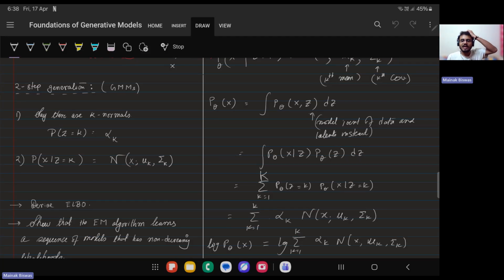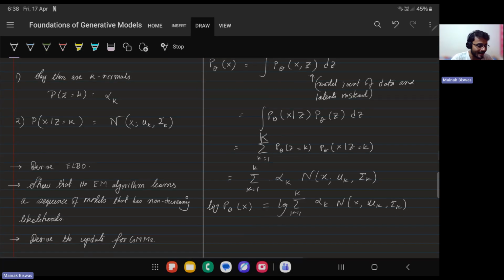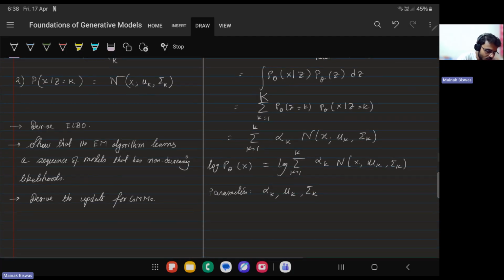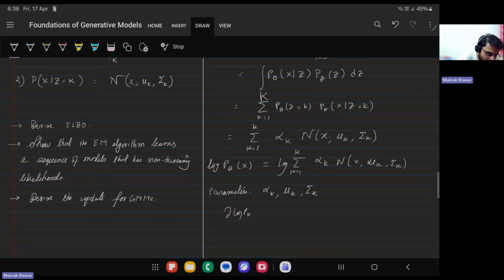So once I write down the log likelihood, if you ask me what are the parameters of the model, the parameters are alpha k, mu k, and sigma k, right? So now I could do one thing. I can take the derivatives of log p theta of x, alpha k, and so on, and do gradient descent and try to do maximum likelihood estimation, where I maximize the log likelihood.